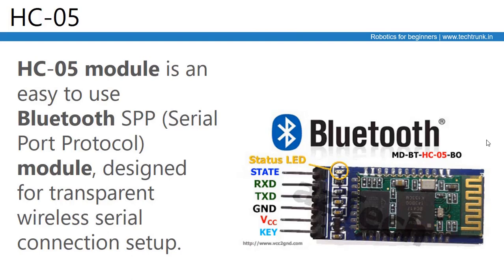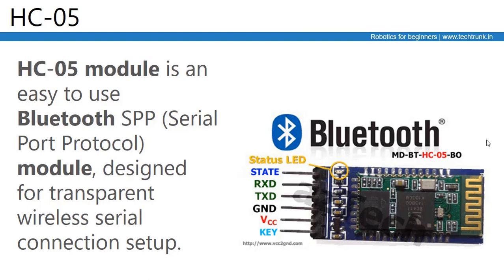The HC05 module is an easy to use Bluetooth SPP module, that is, serial port protocol based module, designed for transparent wireless serial connection setup. The pins of the module are Rx and Tx, that is, receiver and transmitter, to transmit and receive data, ground and VCC to provide power supply, key to set the mode of the module, and state to indicate the state of the module.